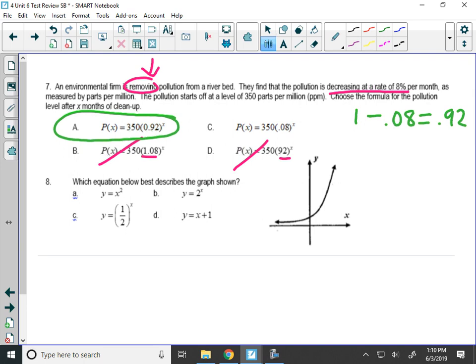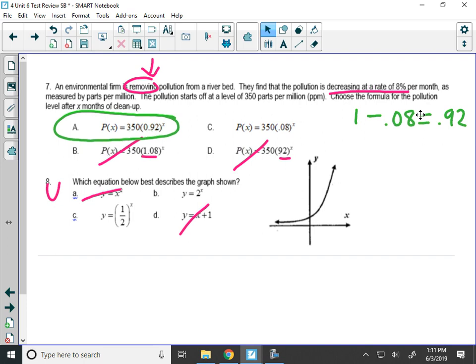Number 8 is looking at the graph to the right. Which equation represents this graph? Well, some things you need to notice about the graph. It is increasing and it's exponential. So I can cross D off because it's not exponential. A, x squared, is not exponential. That's a parabola. So we're between C and B. Well, the growth rate in B is 2 to the x, and the other one's 1/2 to the x.